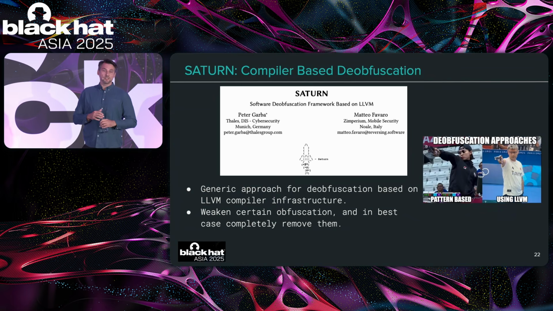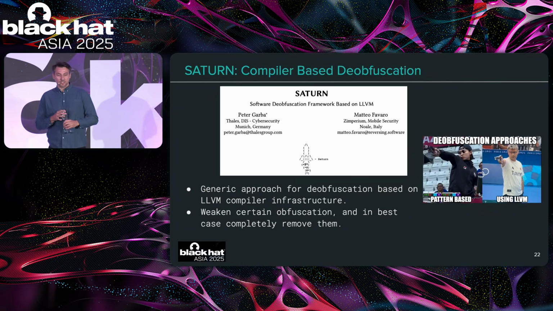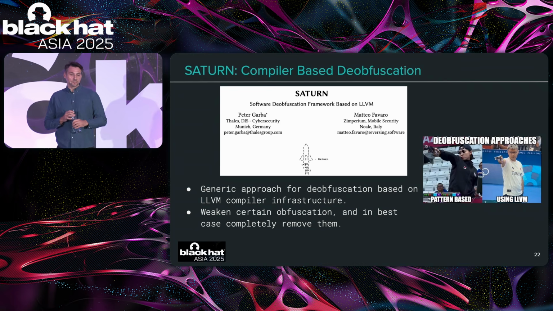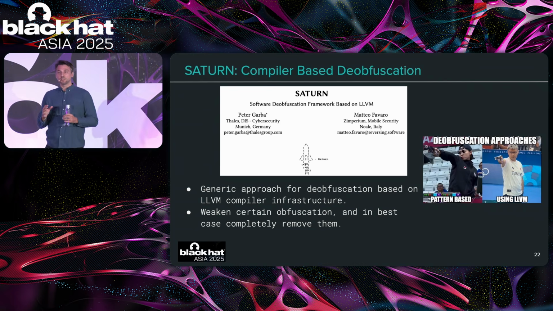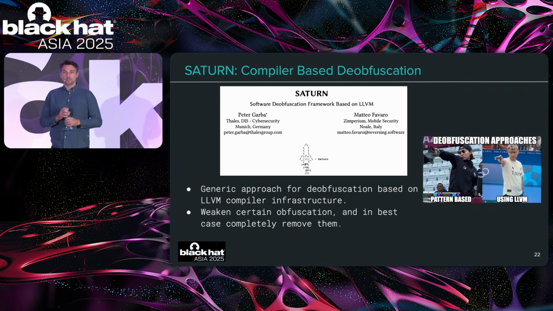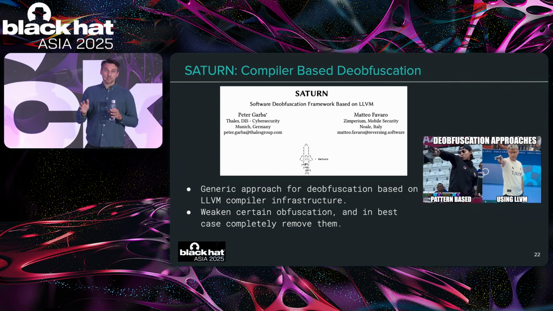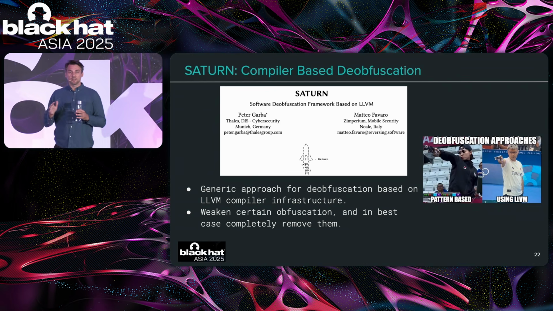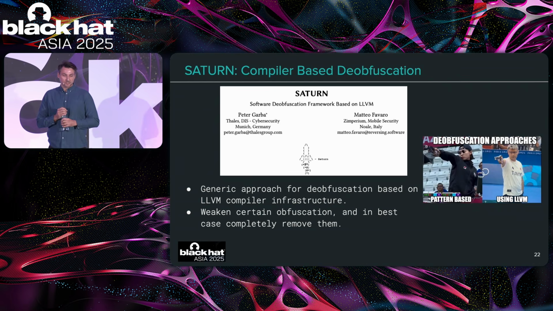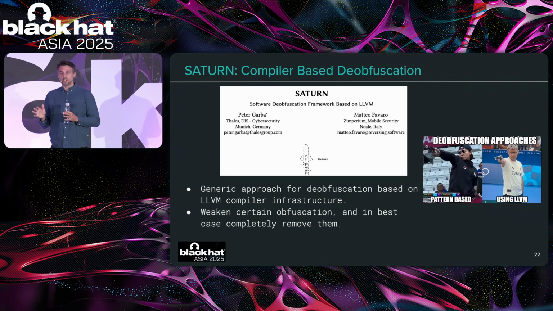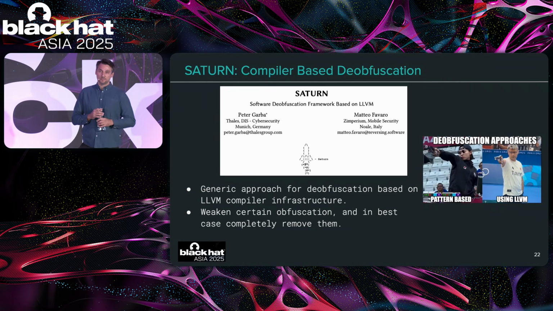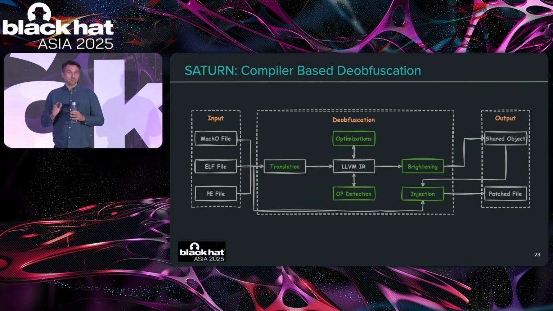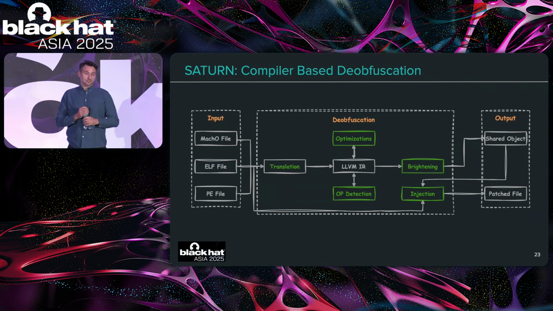So in 2019, Matteo Favaro and I introduced a paper called Saturn, software de-obfuscation based on LLVM. And what we showed is that we can tackle the problem of obfuscation by using compiler technologies. So we have a generic approach to de-obfuscation based on LLVM compiler optimizations. And in most cases, we were able to show that we can weaken the obfuscation and in the best case, even completely remove it. So what is the approach of Saturn?